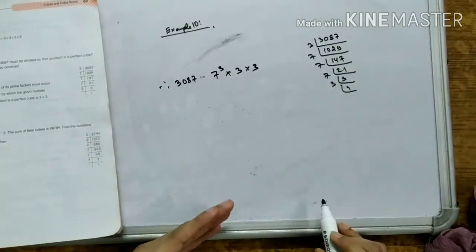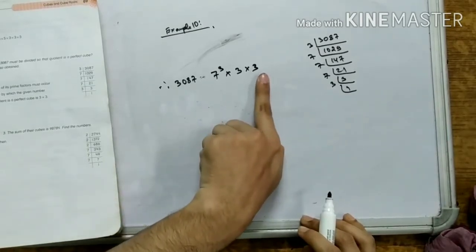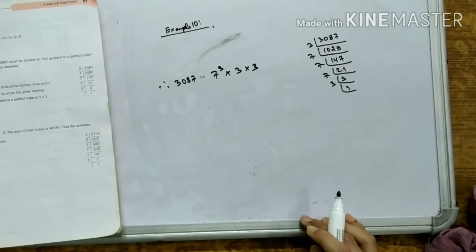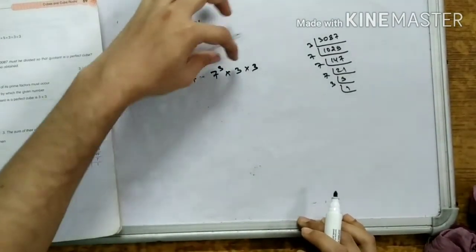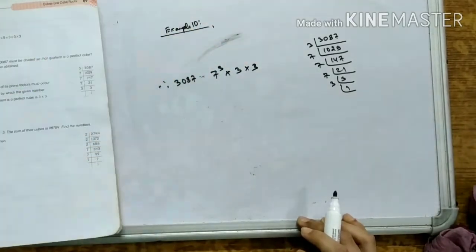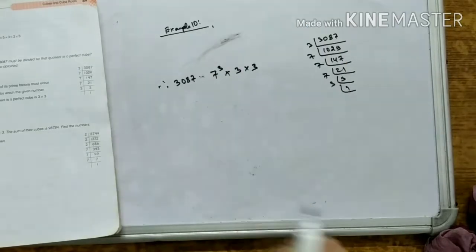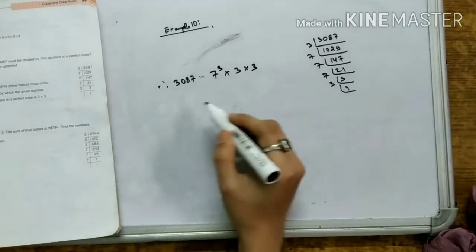If the question asked what is the smallest number that I will multiply, then I will multiply by one more 3. Understand? But here it is asking what is the smallest number that I will have to divide. That means from these factors, what factor will I have to remove? I will have to remove this 3 into 3 factor. Understand?